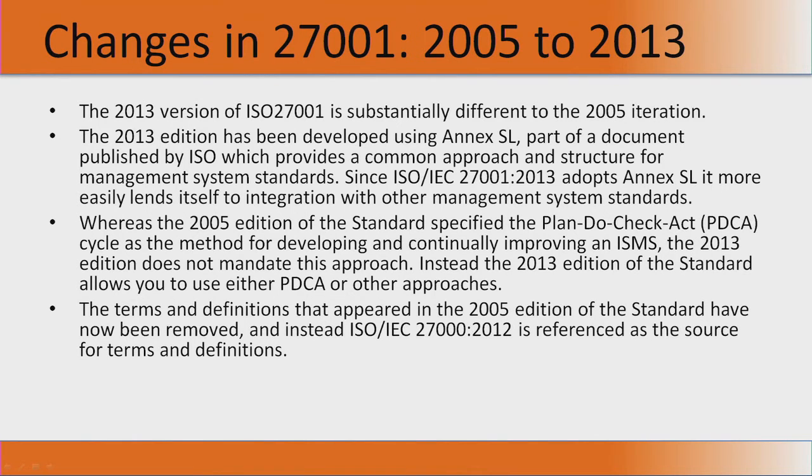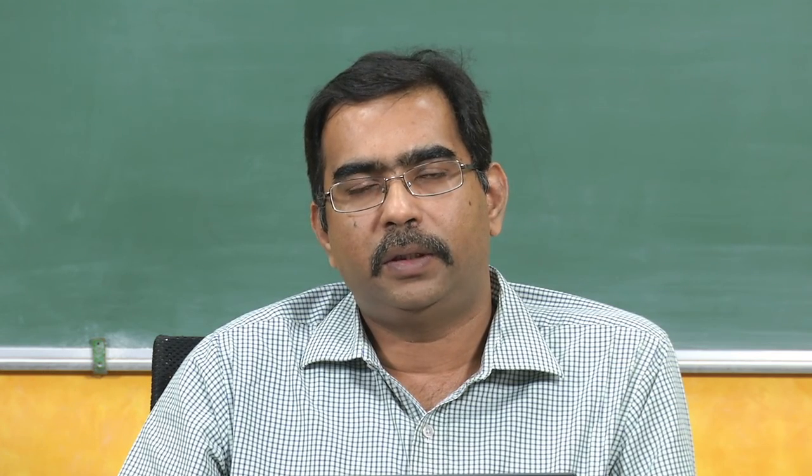And the terms and definitions that had come in the 2005 edition have now been removed. So, there was a glossary of terms and definitions in the 2005 edition. Now, 27000:2012 is referenced as the source for terms and definitions. So, it has been realigned drastically to meet the ever increasing demands in IT and also to optimize. So, again, 27001:2013 has seen a maturity in how it has to be implemented.